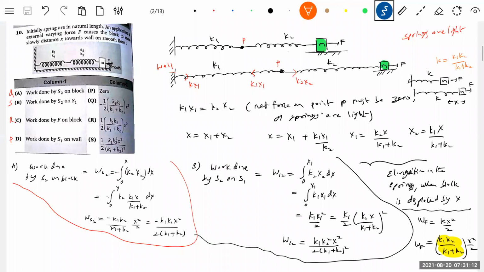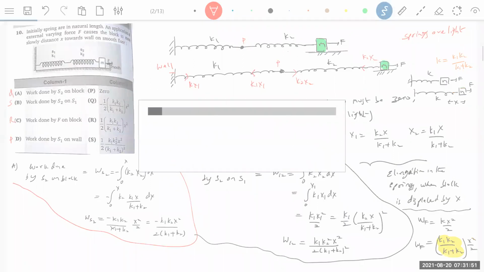Sir, why have you taken the work done by S1 on the block as negative, sir? How will this spring force act here? Why don't you look at here? K2, X2, because this is also getting elongated, no? Here K2, X2 will act, no? Because of the elongation, the spring force will act at the ends and act towards the center. K2, X2 will act here. So it does negative work on the block. And I'll show it here. Okay, fine now.